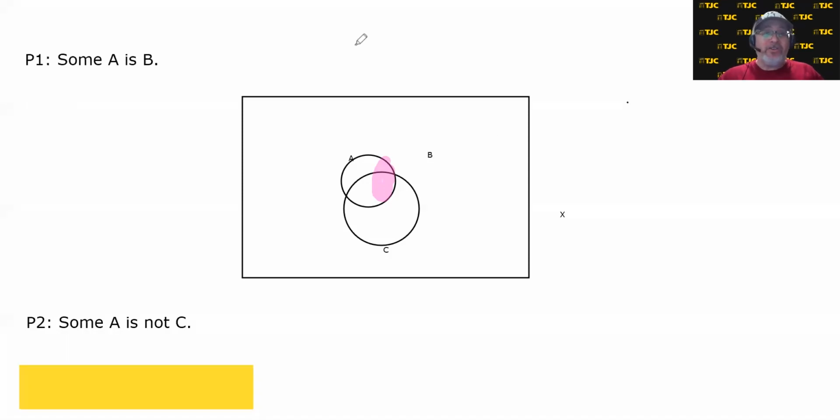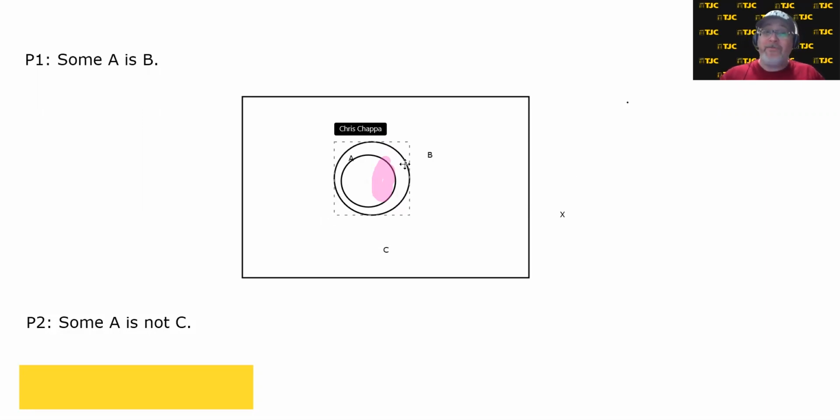So in other words, to violate the second premise, we would have to have circle A completely engulfed by circle C. Some A is not in C. Well, not according to this picture.